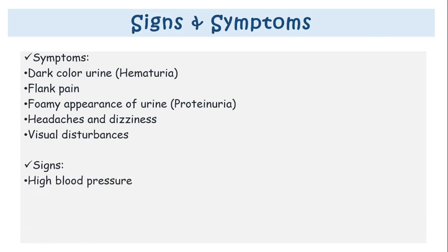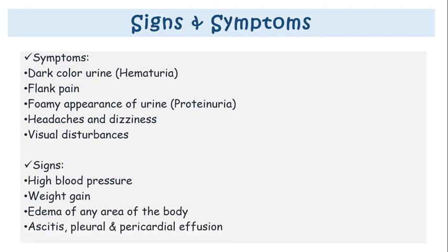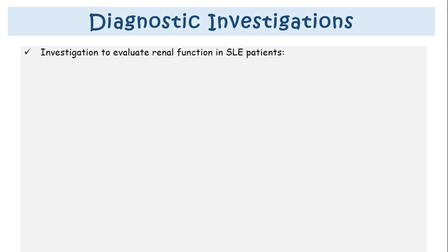And what are the signs? When you check the patient's BP, it will be high. If you check the patient's weight, you will see the weight is increased. And there will be edema. So edema could be present in the form of ascites, pleural effusion, pericardial effusion. So what are the diagnostic investigations?